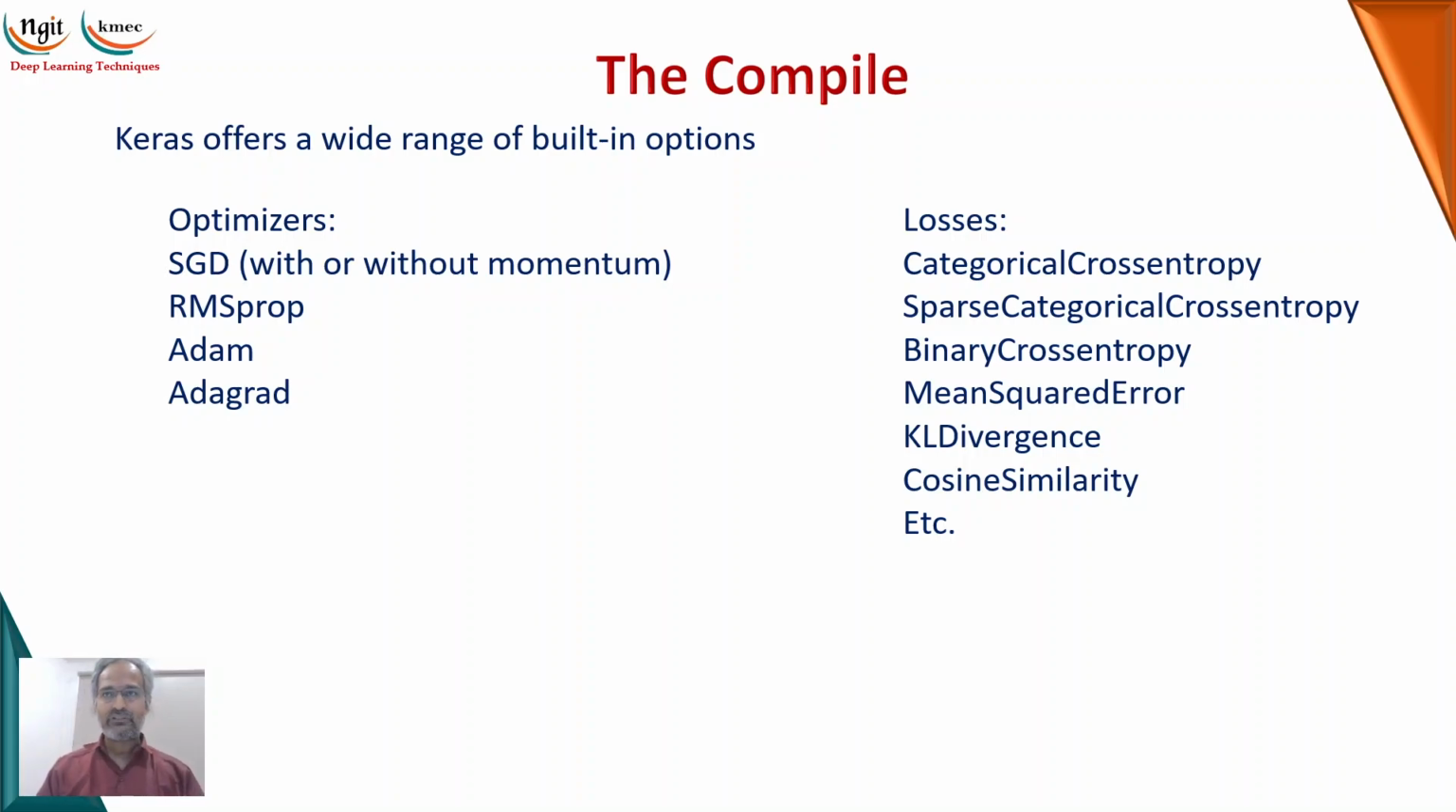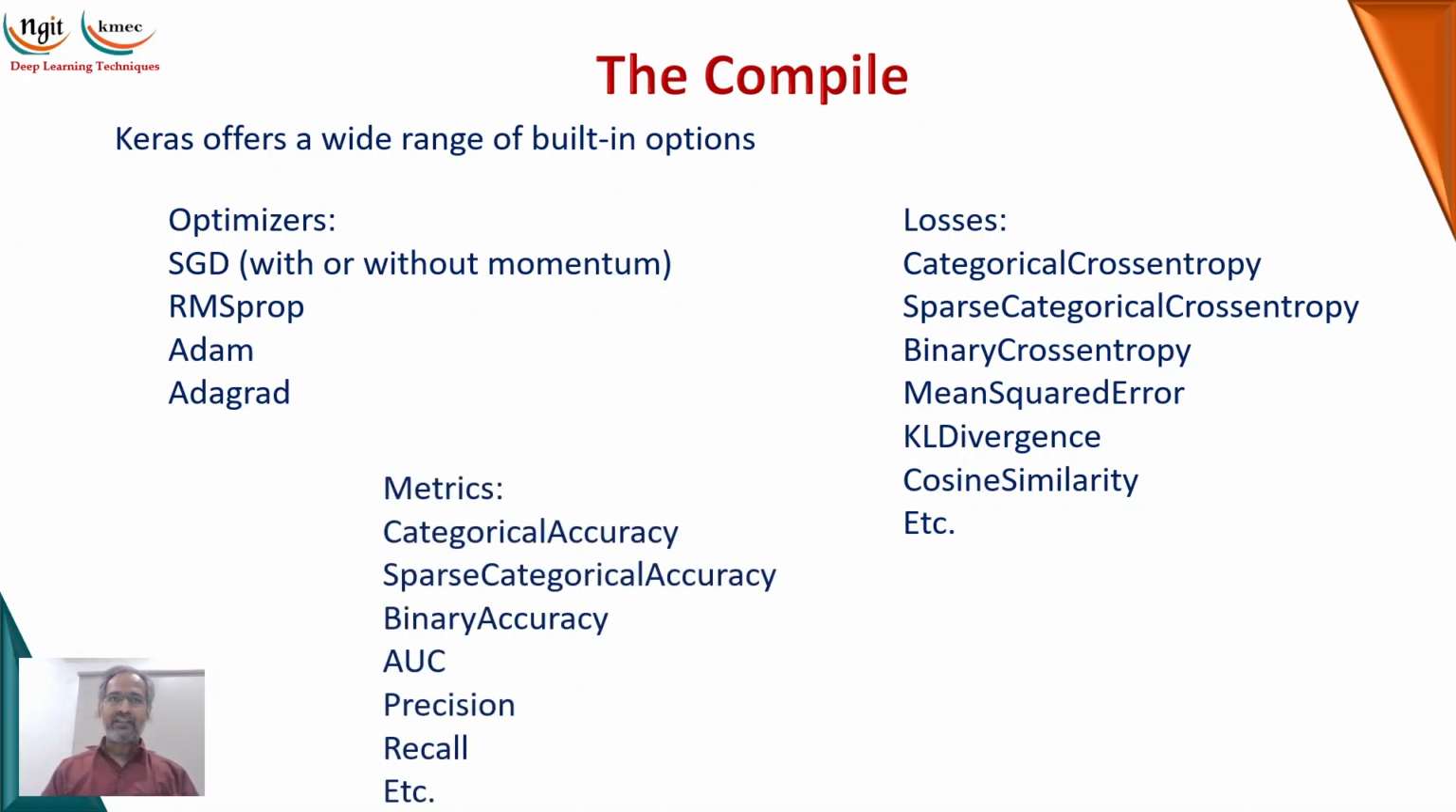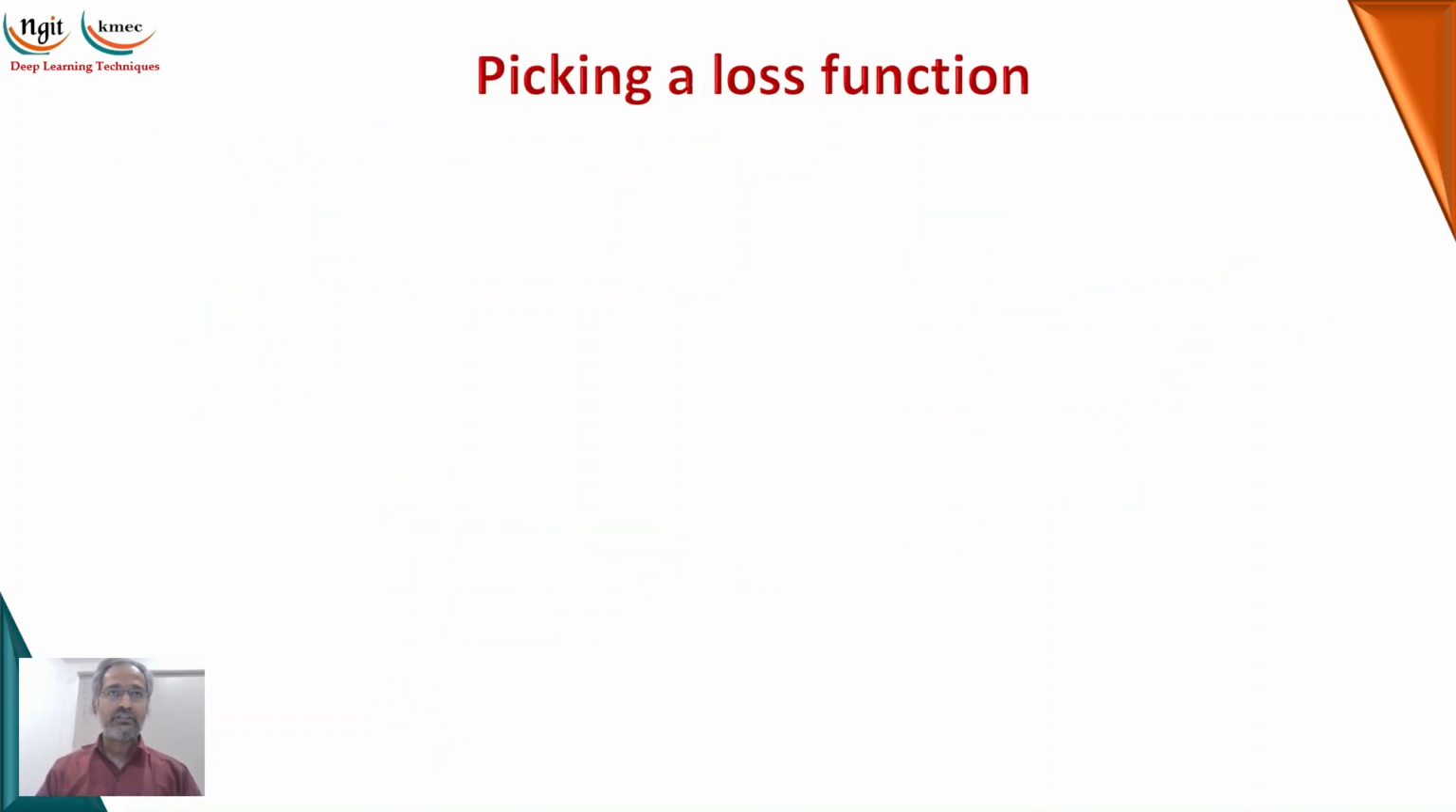That will be easy. And then metrics. There are a number of metrics available: categorical accuracy, sparse categorical accuracy, binary accuracy, AUC, precision, recall, accuracy score, and then error rate. All these are the various metrics we can use. That we will discuss in detail and in a practical way also in the coming sessions.